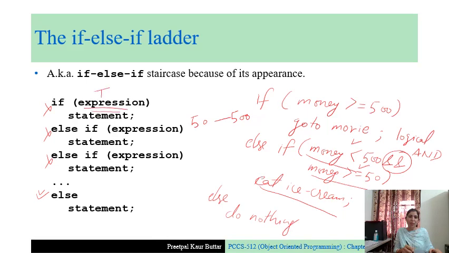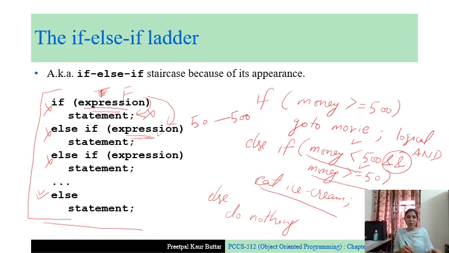So once again, first the condition is checked here. If this is true, this statement will be executed and the control will move to the next line after this if else set of statements. But if this condition is false, this statement will not be executed and the control will move to the next if expression and it will evaluate this condition.